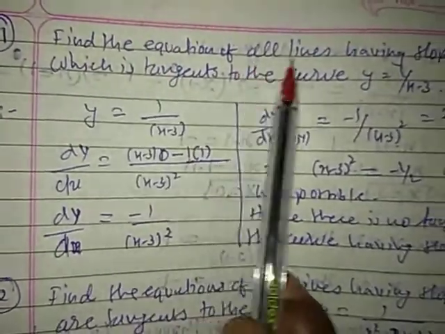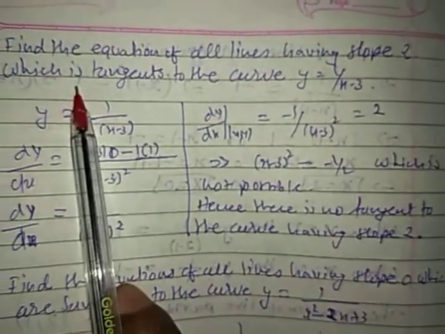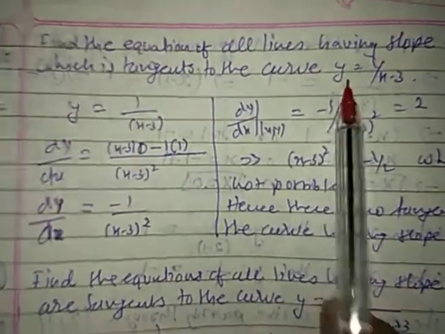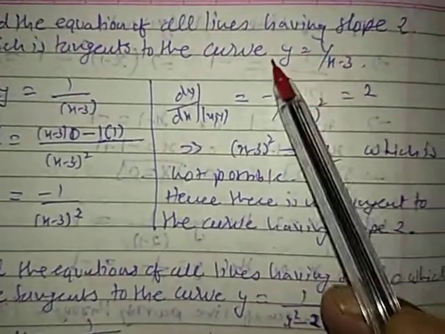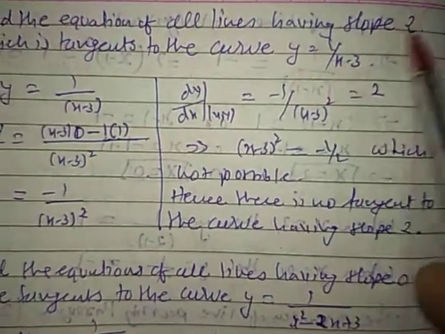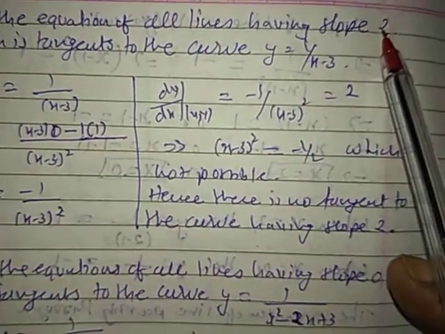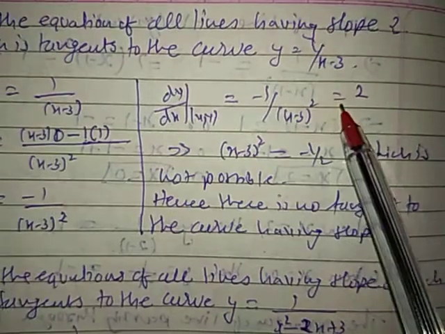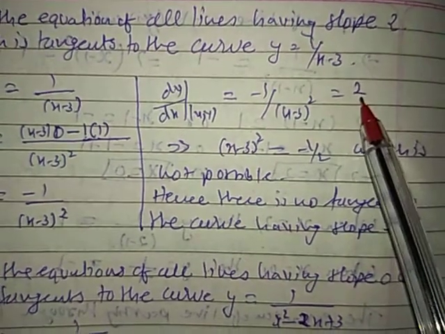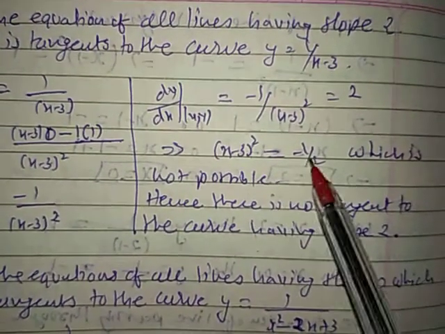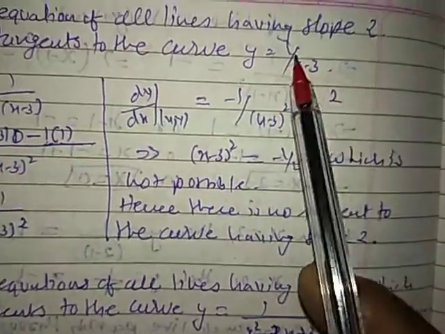Find the equation of the line having a slope 2 which is tangent to the curve. Tangent to the curve means dy by dx will give its slope, which is also slope 2, so it will be equal to 2, and from there we'll get the value of x. Okay, from there we'll get the value of x and then we'll see what happened.